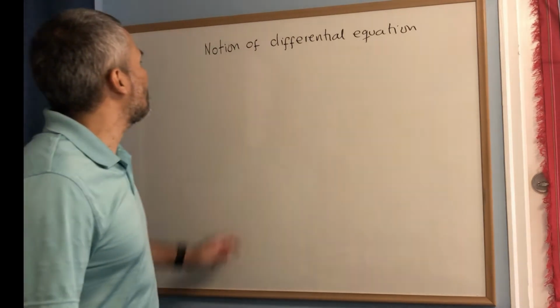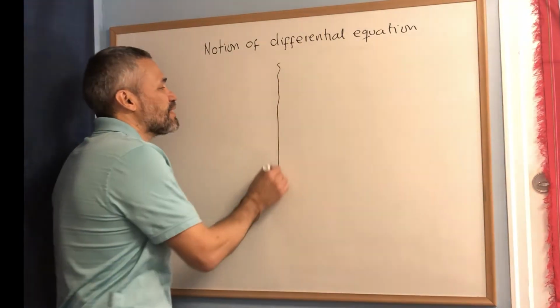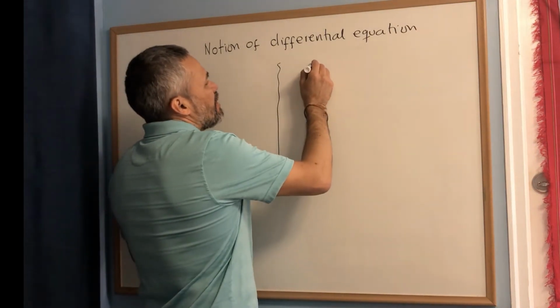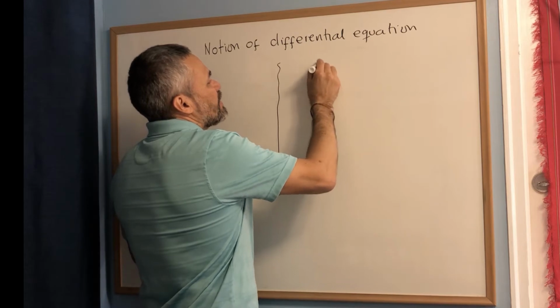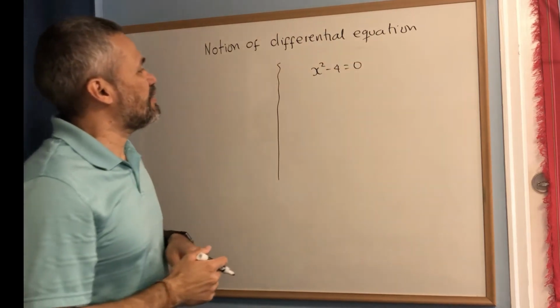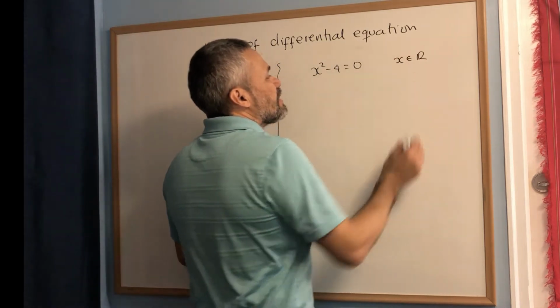In this video, we will explain the notion of differential equation. Maybe before doing that, let me remind you about regular equations. Like if you have the equation x squared minus 4 equals 0, and let's suppose that we are looking for a real number. X is a real number.